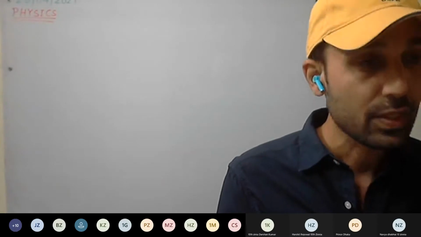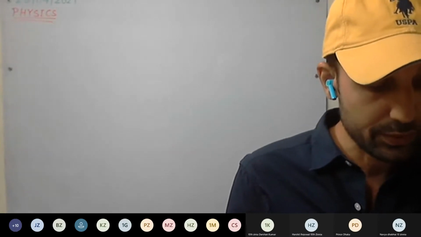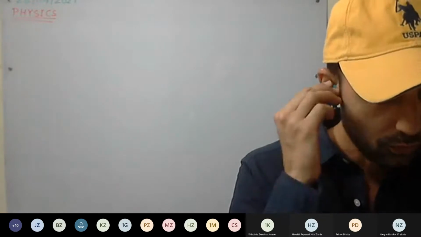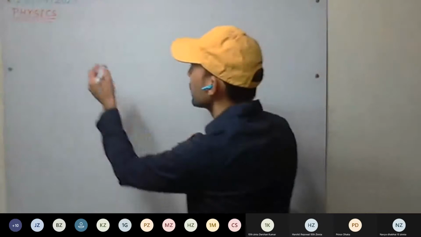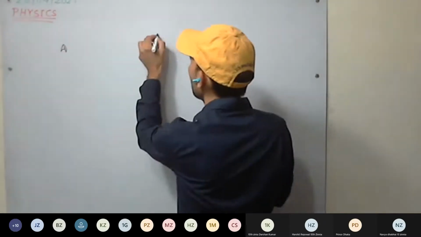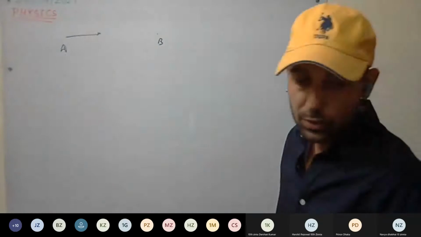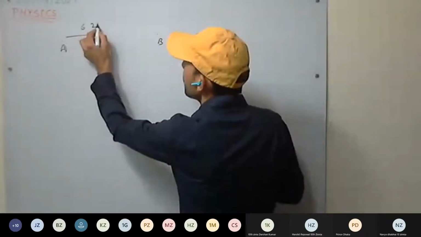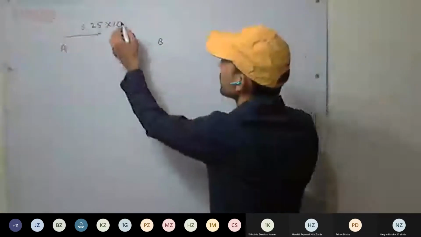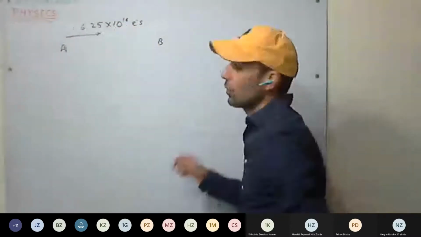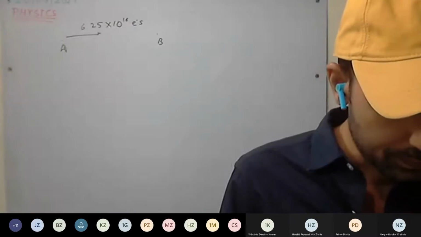In a conductor, read the numerical first. In a conductor, 6.25 into 10 raised to the power 16 electrons flow from its end A to B in 2 seconds. So we have two ends, A and B, and 6.25 into 10 raised to power 16 electrons flow from A to B. Find the current flowing through the conductor.